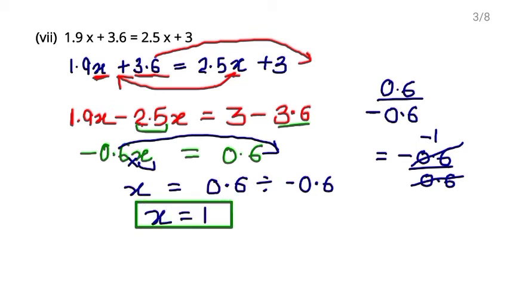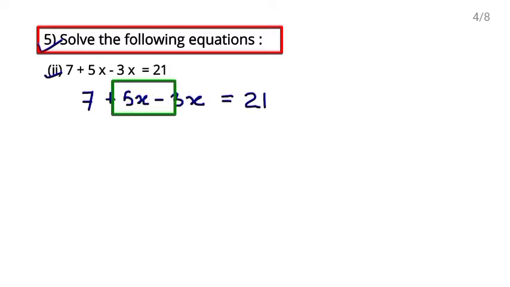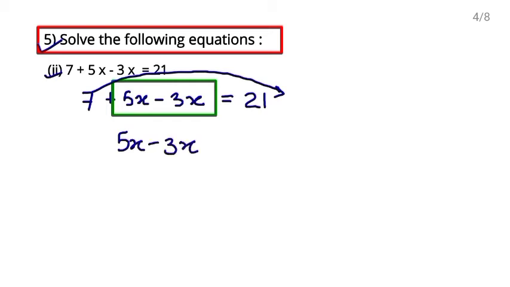This is the solution. Next, question number 5: solve the following equations. Second part is 7 plus 5x minus 3x is equal to 21. As we have done in the previous question, we will keep the terms having the variable on the left hand side and we will move the numerical terms to the right hand side. So here we will keep 5x minus 3x, and on the right hand side we already have 21.